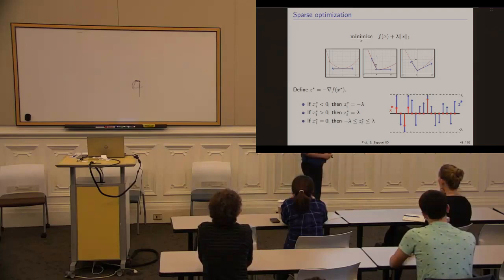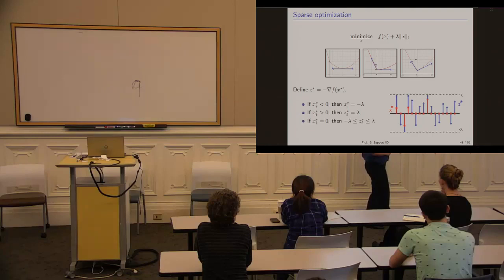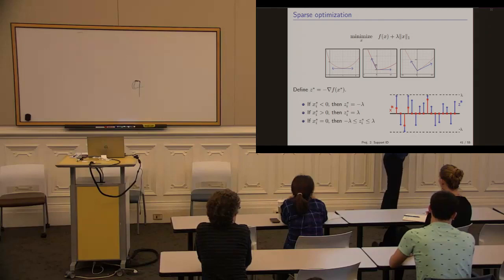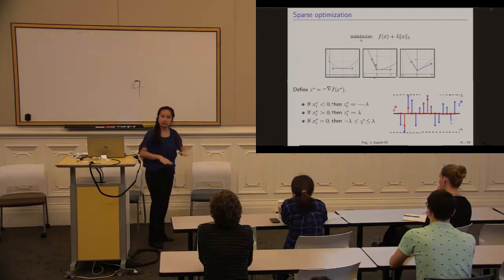We can actually plot it here. So we have x star, and z star is the negative gradient. Basically, if x star is positive, then z star must be all the way up to lambda. Otherwise, it must be all the way down to minus lambda. And if x_i is zero, then it has to be somewhere in the middle, but we don't know where. So if you give me an x, and I plot the x and the negative gradient, and it looks like that, then I tell you for sure that this is the correct solution. We don't have to do any more work.